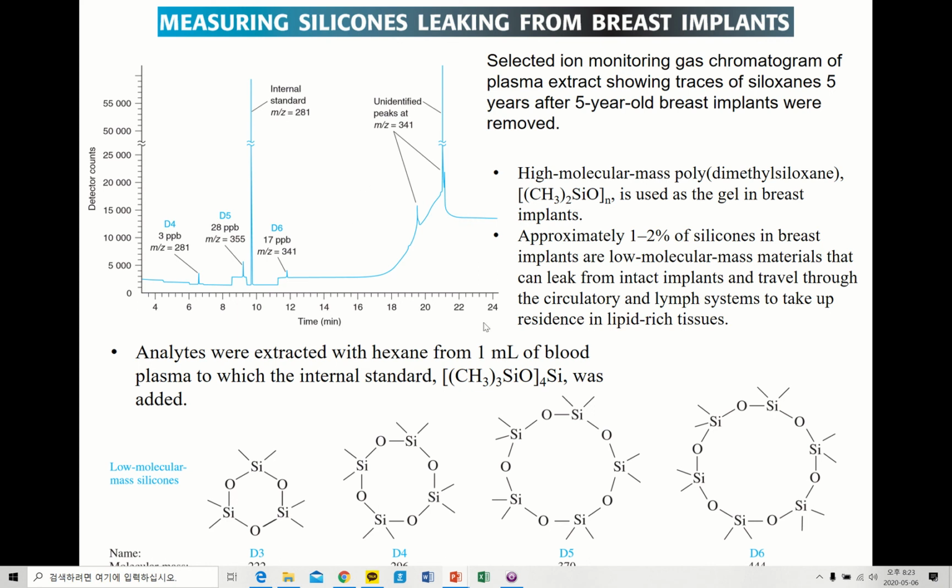The point here is detecting a very small amount of compound. Look at this concentration. It is ppb order, 3 ppb, 28 ppb. Those low concentrations can be detected by separation and then detection by mass spectrometry.